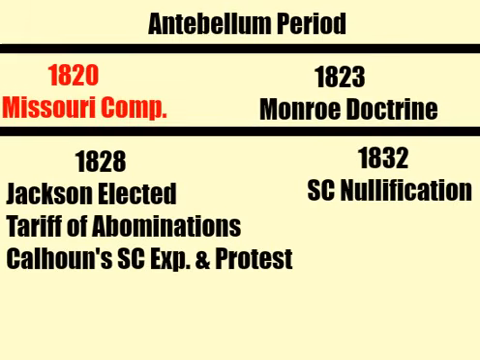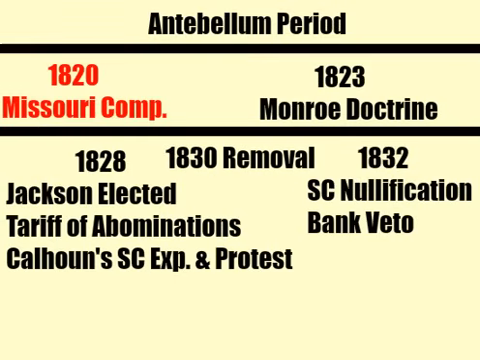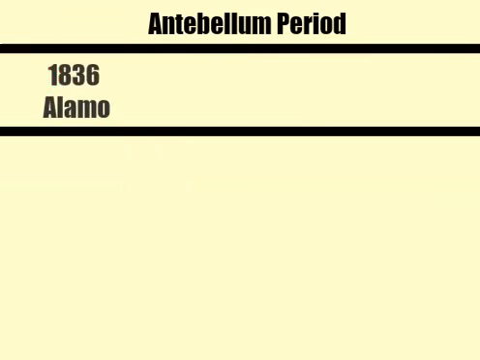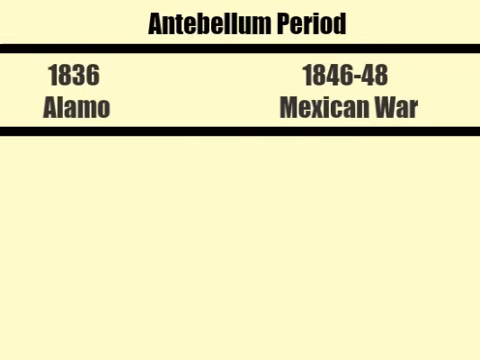Regarding another economic concern, President Andrew Jackson vetoed the rechartering of the Bank of the United States in 1832. This led to the formation of the Whig Party. Also during the age of Jackson, you have the 1830 Indian Removal Act. In 1836, you have the Alamo. From 1846 to 1848, it's the Mexican-American War.